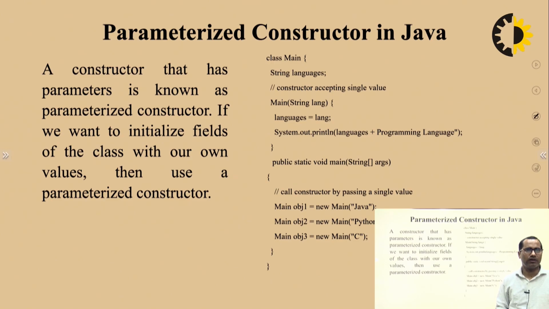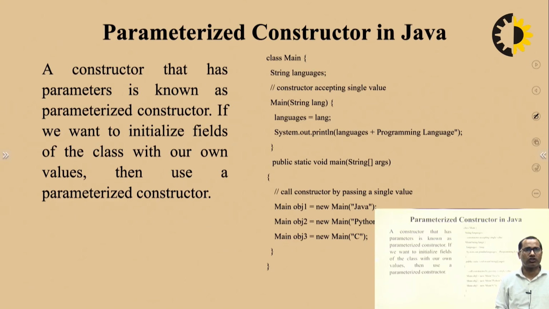Parameterized constructor in Java. As I have mentioned, there is the default constructor and the no argument constructor. The default constructor is implicit in Java. We don't even need to write the code of that constructor. It is implicit. And we have seen the no argument constructor, which means a constructor with no parameters, but we have written the code of that constructor.